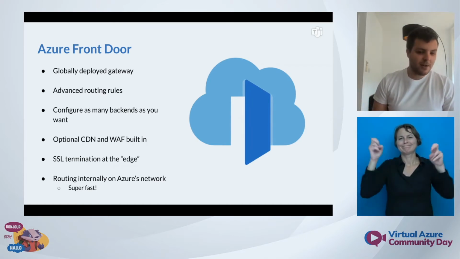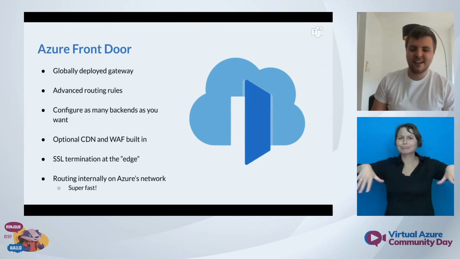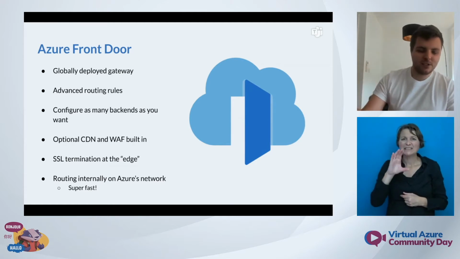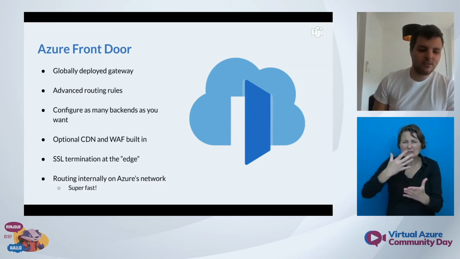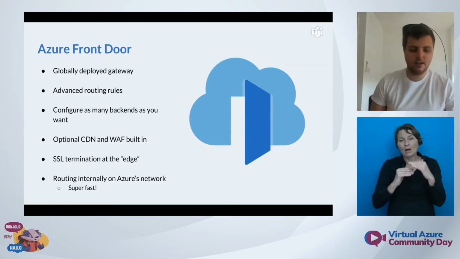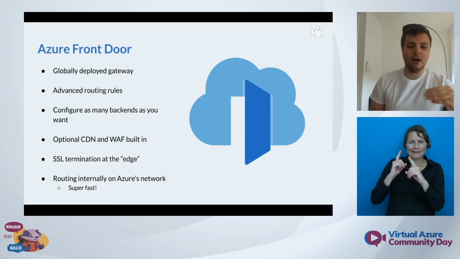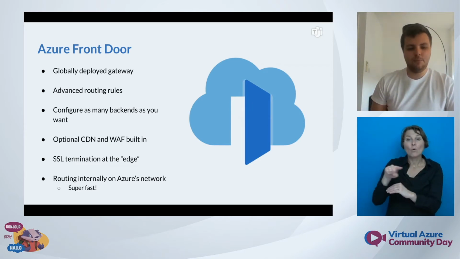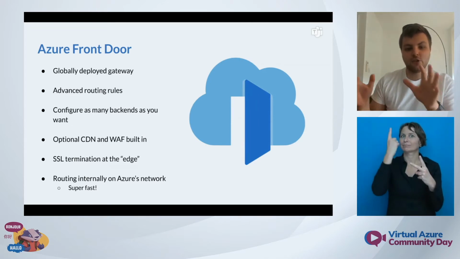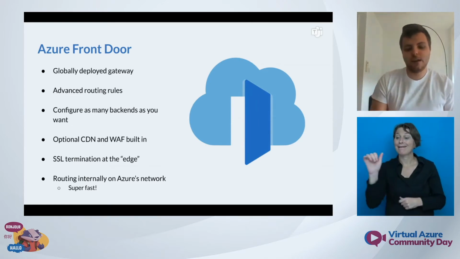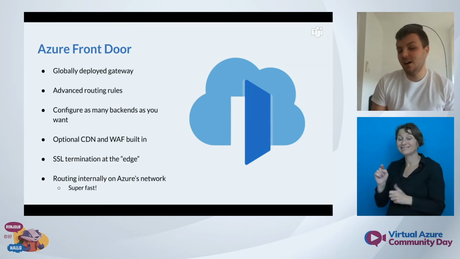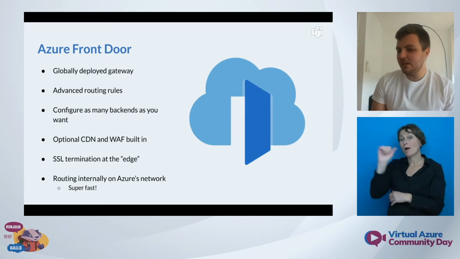You can do SSL termination at the edge, so you don't have to worry about that slightly CPU expensive decryption of SSL certificates at the origin server level. You can have everything encrypted up to Azure and unencrypted inside, or if you choose, encrypted again to the server. And the most important thing, and I think the key difference between Azure Front Door and Traffic Manager or Application Gateway, is that this routes everything internally on Azure's network. That means it's super fast.